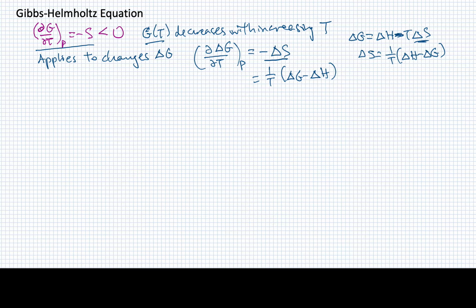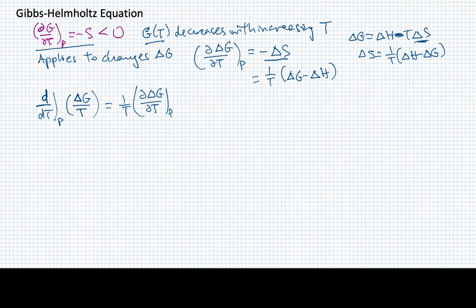The expression that we're going to get, though, comes from taking the following derivative. I'm going to take this derivative and subject it to conditions of constant pressure. But the thing I'm going to take the derivative of is the change in Gibbs energy divided by the temperature. Now, when I take this derivative, if I take the derivative of the Gibbs energy part, I'll still have the 1 over temperature out here, but the derivative I'll have will be the derivative of the change in Gibbs energy with respect to temperature at constant pressure.